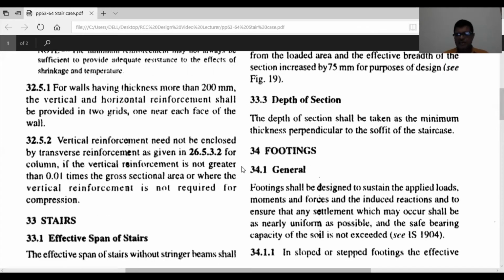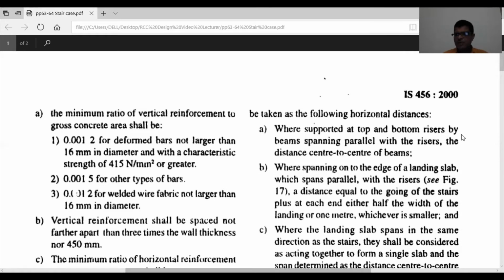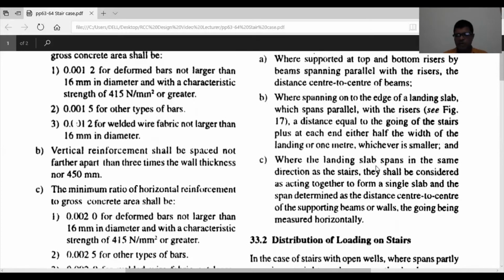The effective spans are given for different conditions, but I'm not going into the detail of A and C, only clause B. Depending on the type of staircase you are going to design, the effective span will be different. Generally it is the center to center of beams. If it is supported at top and bottom risers by beams spanning parallel to the risers, the distance is center to center of beams. Also in case C, when the slab spans in the same direction as the stairs, they shall be considered as acting together to form a single slab, and the span is determined again center to center of the supporting beams or walls.